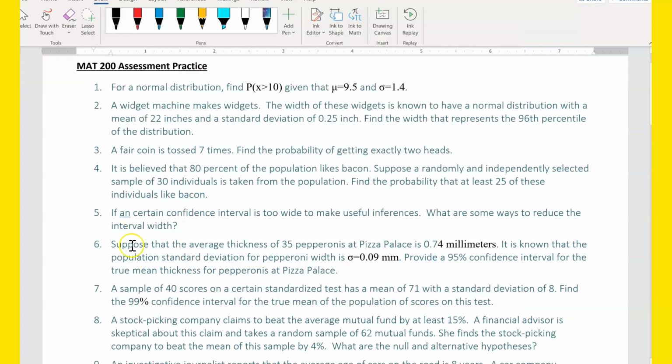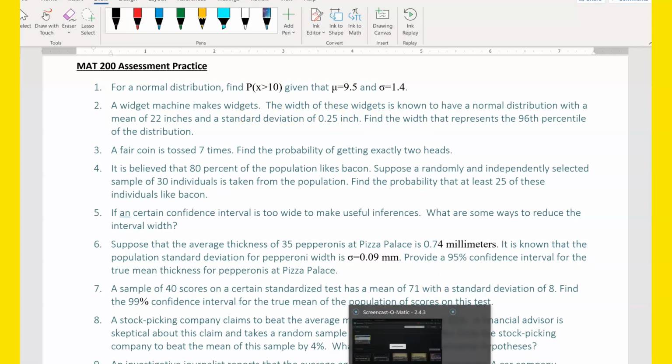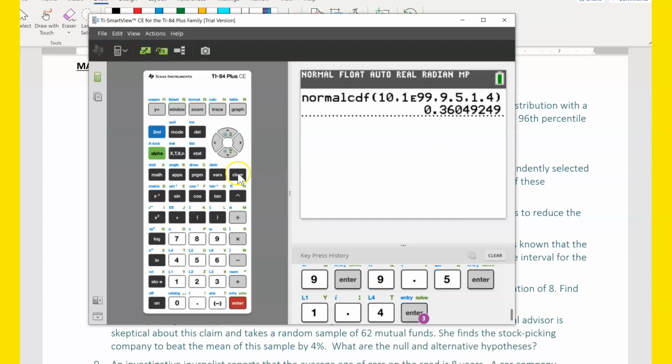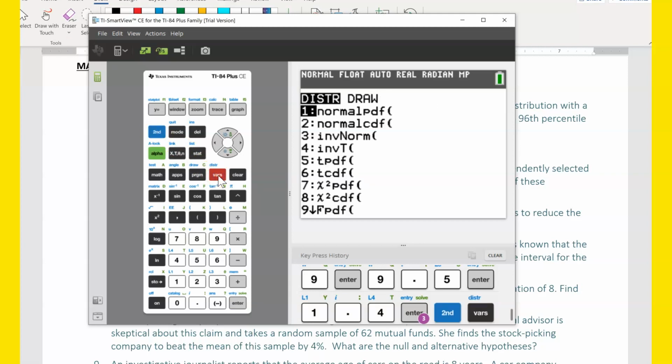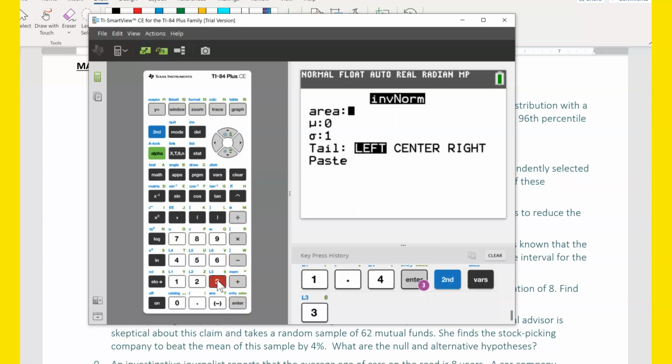Number two, we're trying to find the 96th percentile. It gives me a mean, it gives me a standard deviation. We're trying to find the 96th percentile for that normal distribution. So I would go to my calculator. I'm given the percent, so I'm not doing normal CDF, I'm doing inverse normal. If I'm given the percent and trying to find the value that's associated with that percent, then that's an inverse normal.